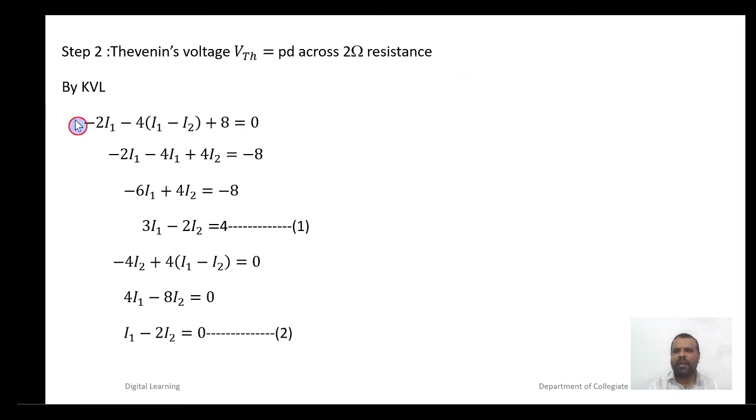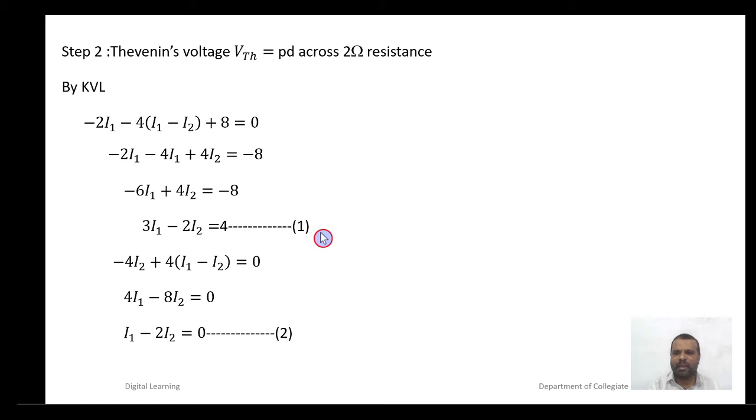By applying Kirchhoff's voltage law to the first mesh, minus 2I1 minus 4 into (I1 minus I2) plus 8 is equal to 0. Minus 2I1 minus 4I1 plus 4I2 is equal to minus 8. Minus 6I1 plus 4I2 is equal to minus 8, or 3I1 minus 2I2 is equal to 4. Call this equation number 1.